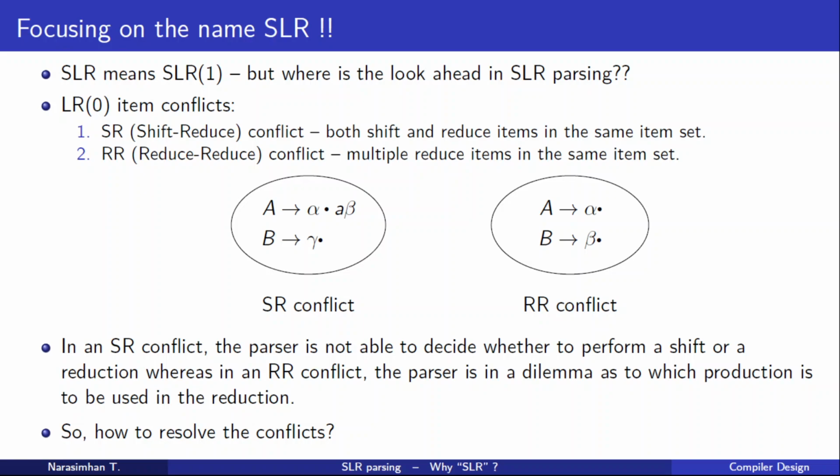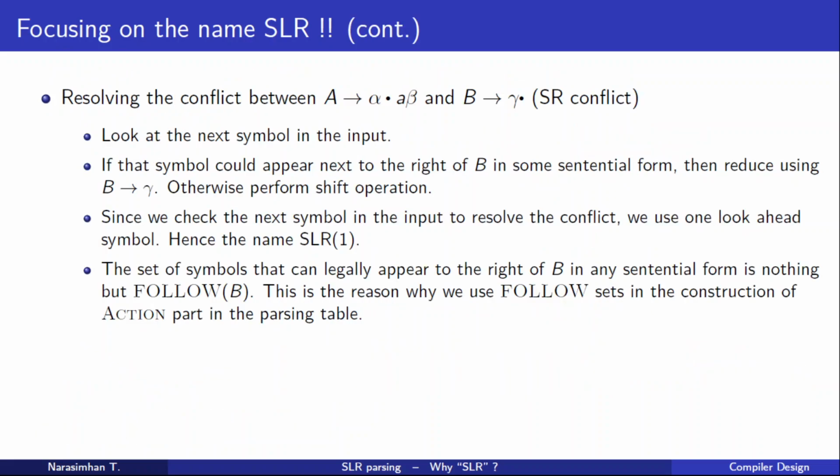So let us first try to resolve the SR conflict, then we will discuss resolving the RR conflict. Here in the SR conflict, you need to decide between a shift action and a reduce action. Suppose you decide to move with the reduction action. You find that gamma is the handle, and you replace that gamma with the left hand side, which is B, capital B.